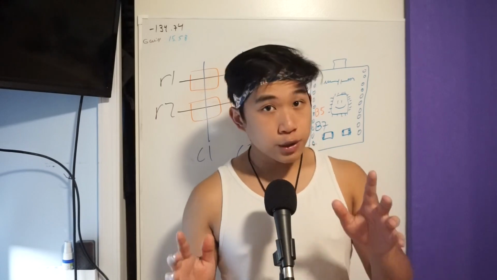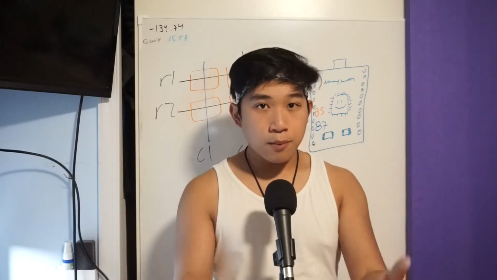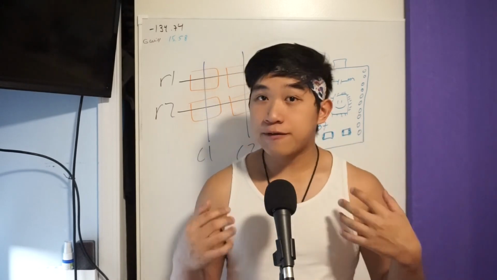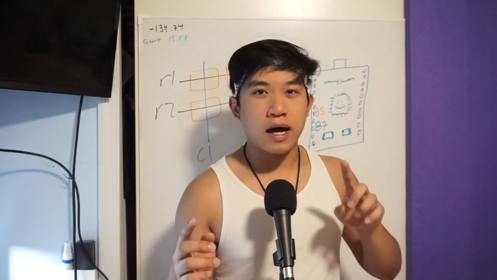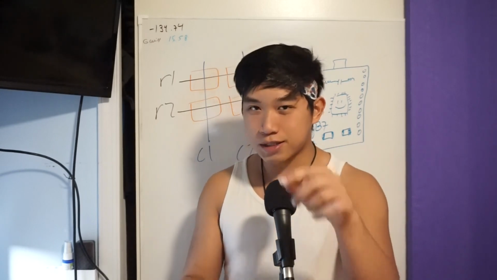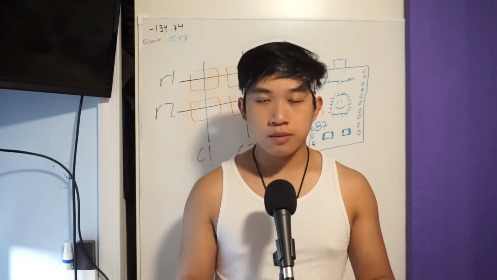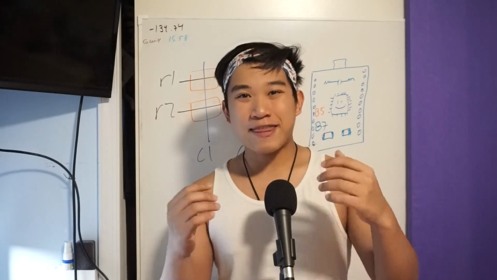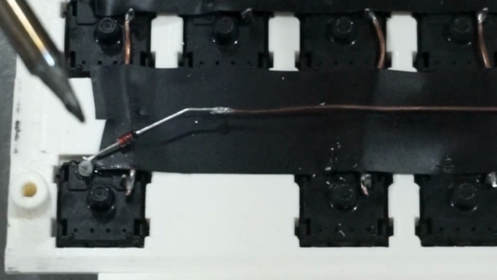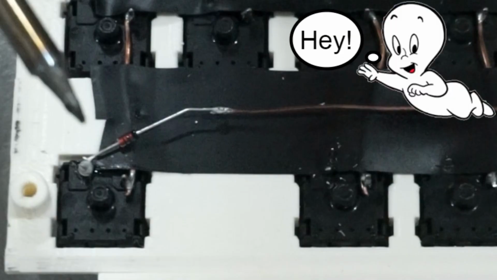In this case, ghosting refers to when you have multiple key presses and some random number or letter comes up without even pressing the key. As to why it happens, I believe it's beyond the scope of this video, so if you're still interested, just go to the link at the bottom below. They explain it pretty well there. Just know that this is where those diodes come in to prevent Casper from sending us secret messages.